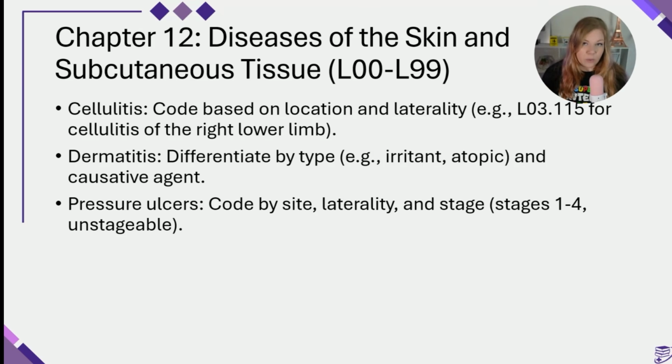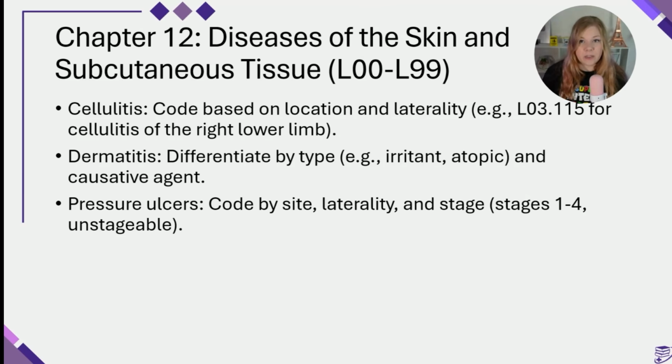Dermatitis, though, is a little bit different. We differentiate that by the type and the causative agent. So like L24.2 is for irritant contact dermatitis due to solvents. Keep in mind, too, that we might want to have an external cause code. So something like if there was a certain substance that it was poisoned or they had an adverse effect to, we should look out for those as well.